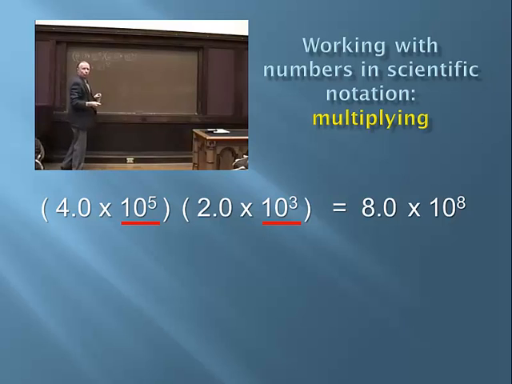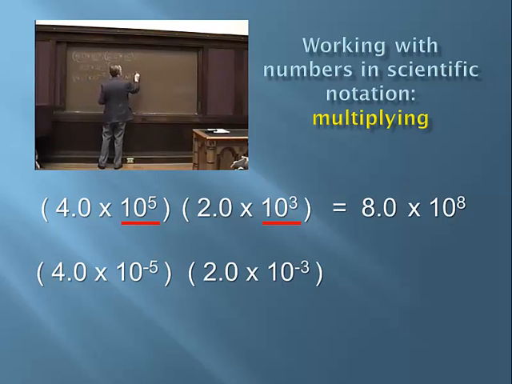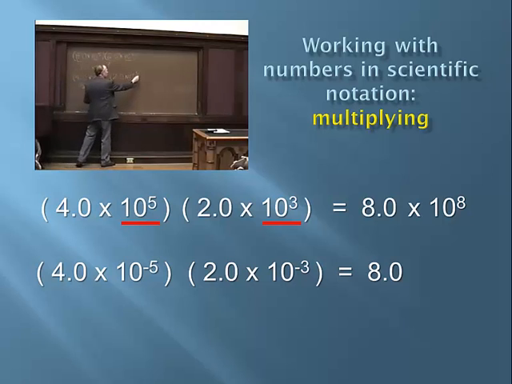Now, what if we had negative exponents? Do an example of that. 4.0 times 10 to the minus 5th times 2.0 times 10 to the minus 3rd. We're adding negative numbers, but the principle is exactly the same. Okay? So once again, 4 times 2 is 8. And we add minus 5 plus minus 3, and we get minus 8. Okay? Times 10 to the minus 8.